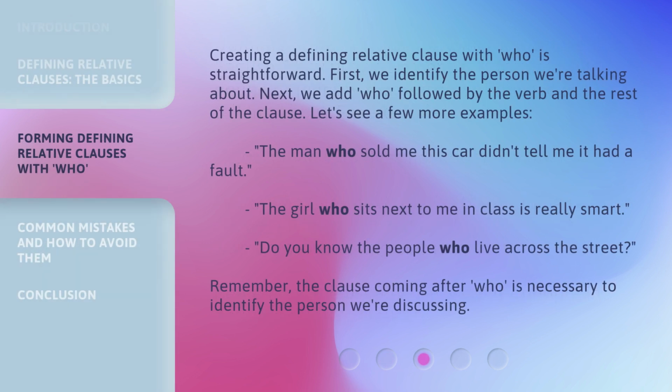Creating a defining relative clause with who is straightforward. First, we identify the person we're talking about. Next, we add who, followed by the verb and the rest of the clause. Let's see a few more examples.